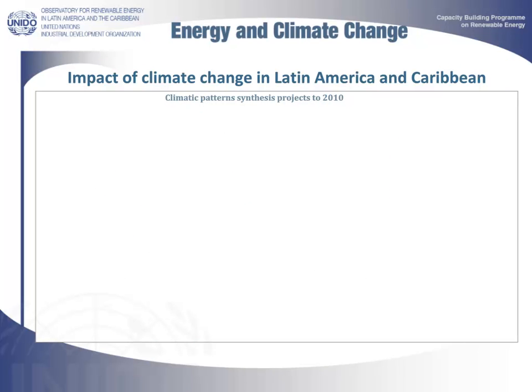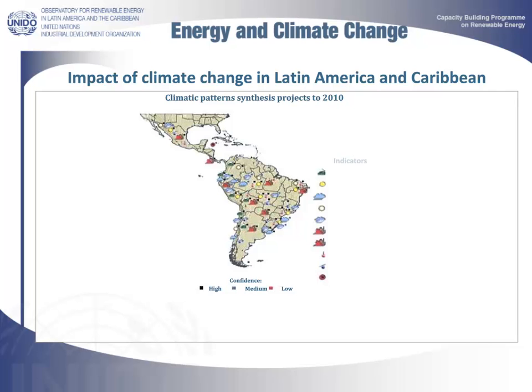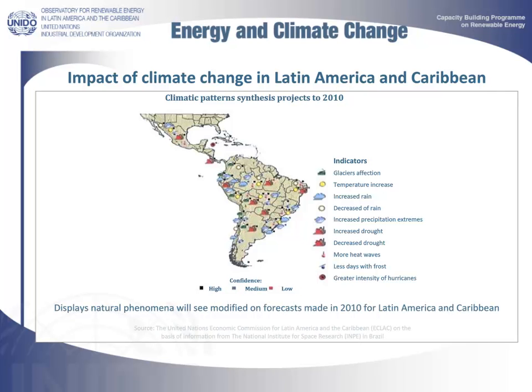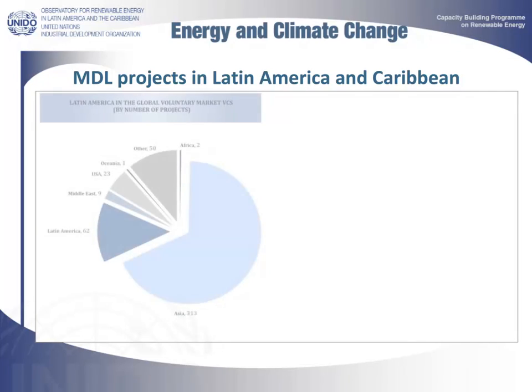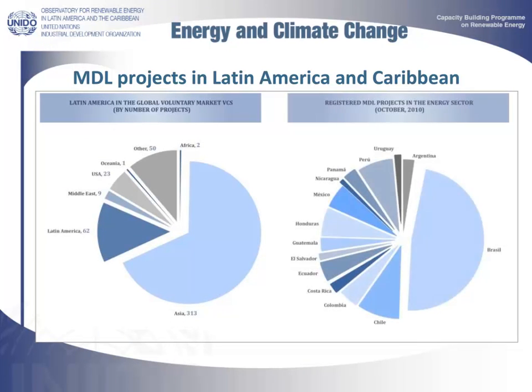In this graph, we can see the forecast that the Economic Commission for Latin America and the Caribbean, known as CEPAL, published concerning the natural phenomena that will be modified. We see areas in which changes in precipitation will lead to both increases and decreases, as well as increases in temperature. Here, the plots compare the number of CDM projects. CDM refers to Clean Development Mechanisms.